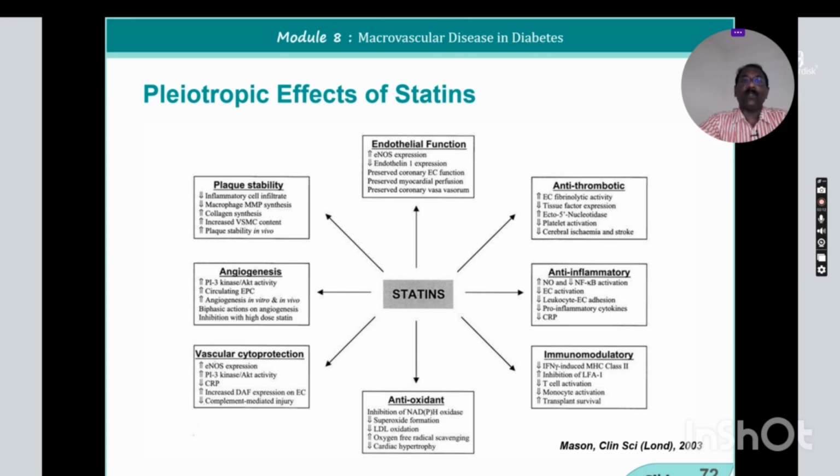So statins have pleiotropic effects. They improve the endothelial function, which is very, very important for us. So endothelial dysfunction, yeah. Antithrombotic, anti-inflammatory, immunomodulatory, antioxidant, vascular cytoprotection, angiogenesis, and plaque stability. These are all the advantages of the statins. That is the reason for all the cardiologists and the diabetologists, statins are very, very important and very useful drugs.